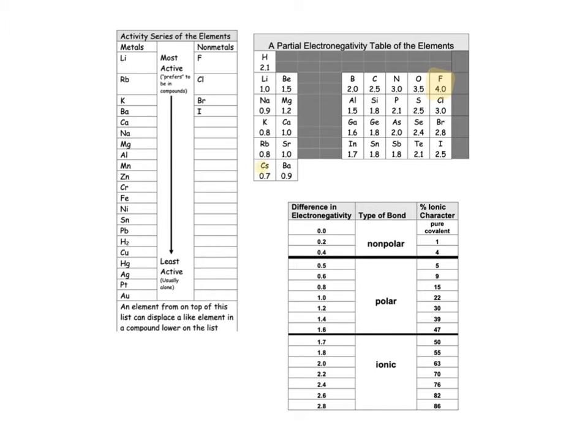And then something like cesium doesn't want electrons. It really wants to get rid of an electron. So it's kind of wimpy. It says, here, take this electron. I don't even care, leave me alone. So fluorine, on the other hand, is our big bully. So anything closer to fluorine is going to really start to rip electrons away. It might share, but it's not going to be equal.